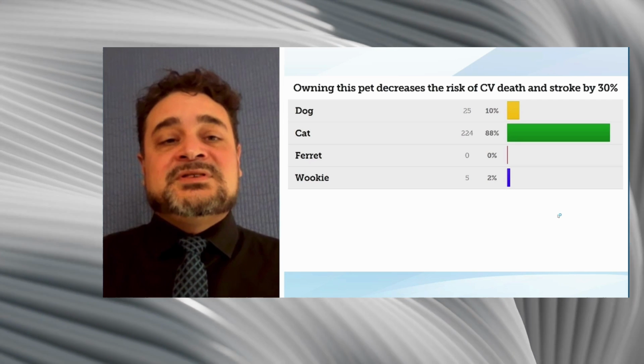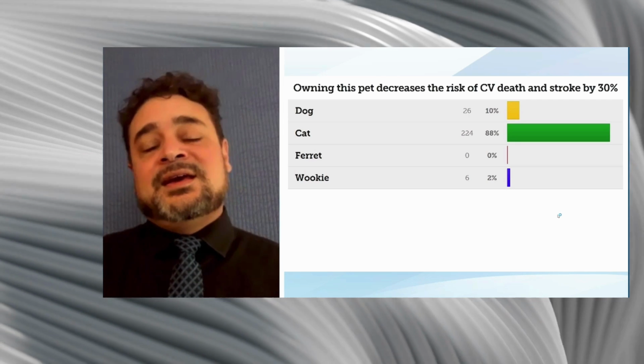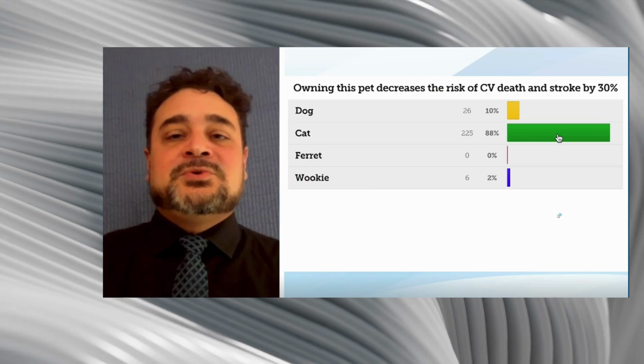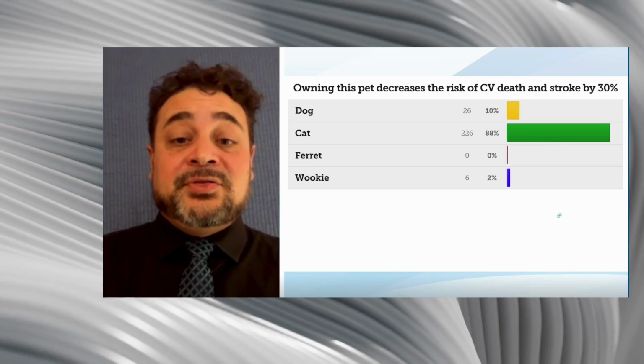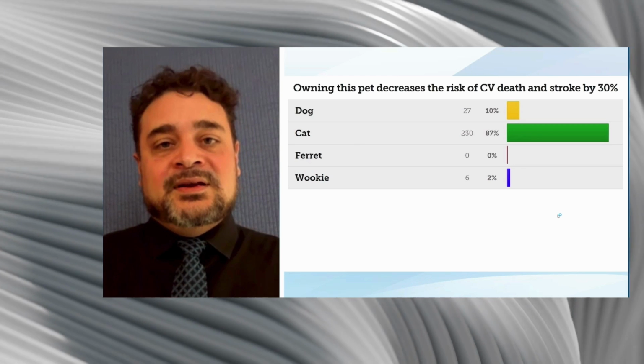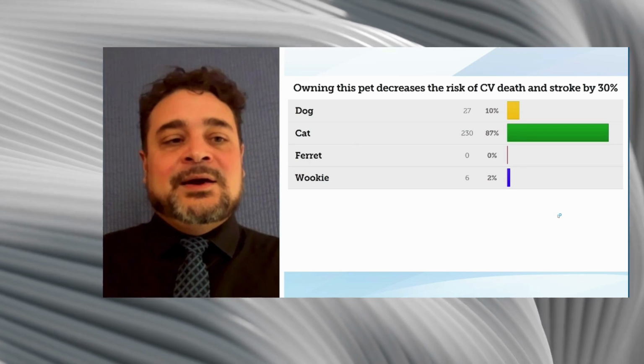Owning a cat. There was a study that showed that if you owned a cat, it decreased your risk of cardiovascular death and stroke by 30%. If the pharmaceutical companies could patent cats, believe me, they would.